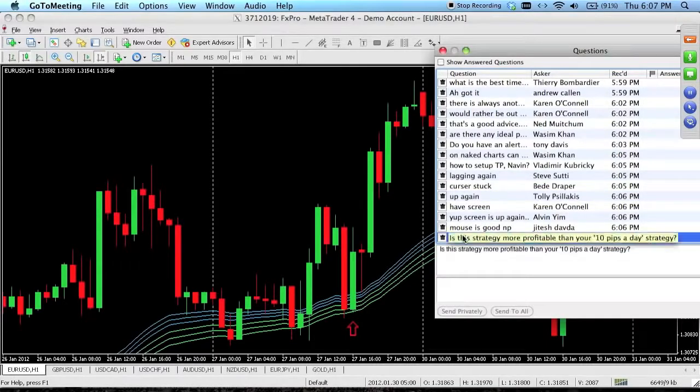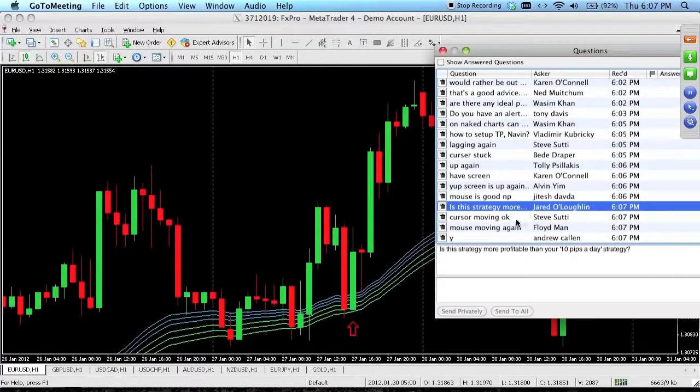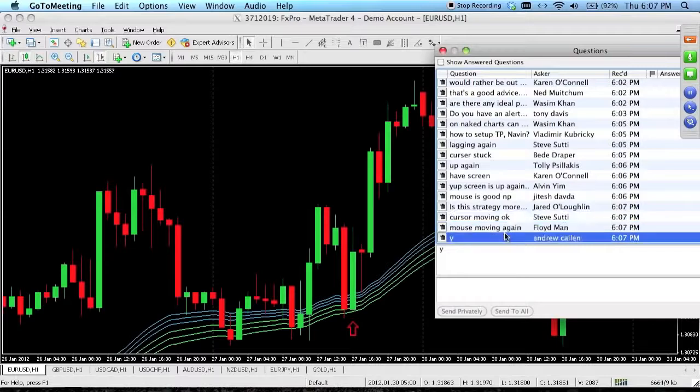Okay, Jared, is this strategy more profitable than your 10 pips a day strategy? Yes, it is more profitable. This is my second favorite strategy after my price action strategy. Those of you who are members of my premium website, forexwatchers.com, we use price action analysis. But if I were to give that up, then this would be the strategy I would be trading. So my pro trading strategy is obviously my number one strategy, but this would be my second best.